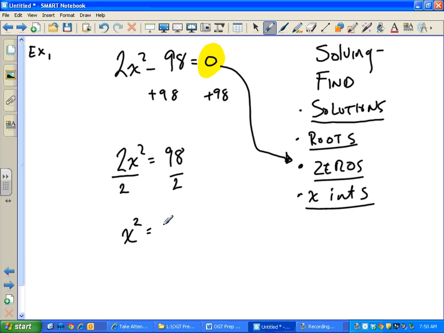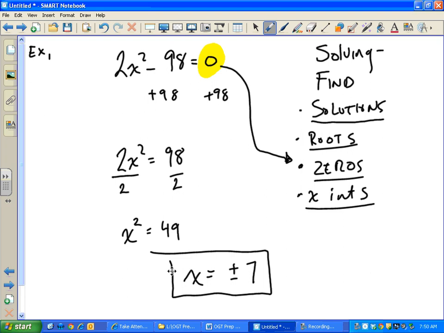Nobody knows. X squared equals 49, and so my final answer is x equals -7 and 7. And so these would be your solutions, your roots, your zeros, your x-intercepts. Last question, and then we'll talk.